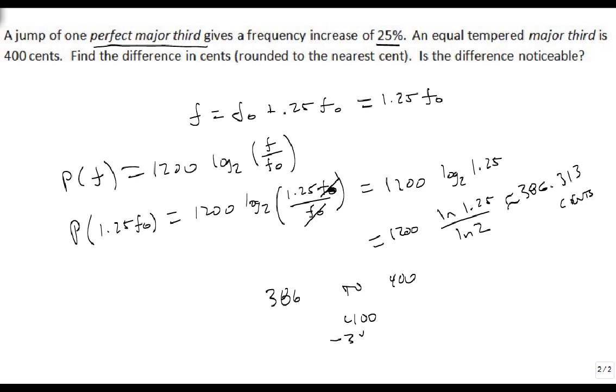Well, 400 minus 386 is 14. 14 is much bigger than 2, so it turns out that the ear can pick up the difference between a perfect major third and an equal tempered major third. So we can tell the difference, so it is noticeable on the major third scale whether we're in equal tempered or if we're a perfect major third.